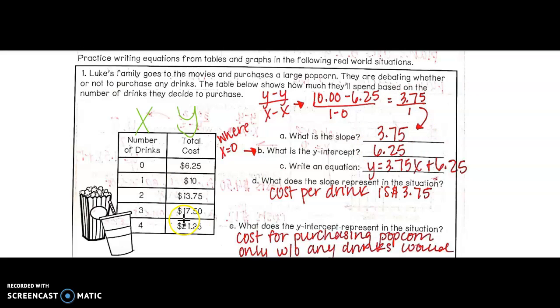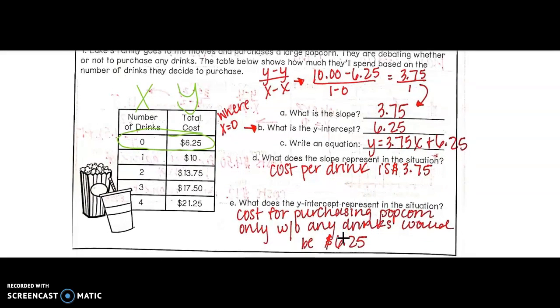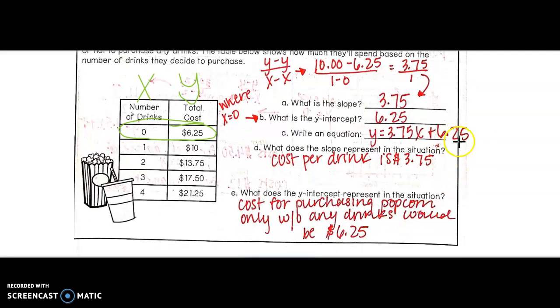Again, like we said, the y-intercept is where x is 0. So when x is 0, y is 6.25. That's the y-intercept. The equation is going to be that the total cost is $3.75 times however many drinks they get, plus the $6.25 for the popcorn. So the slope represents the cost per drink, which is $3.75, and the y-intercept represents the popcorn that they're going to get no matter what, which is $6.25.